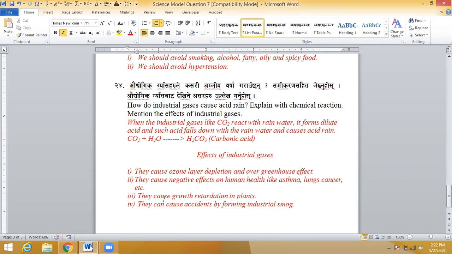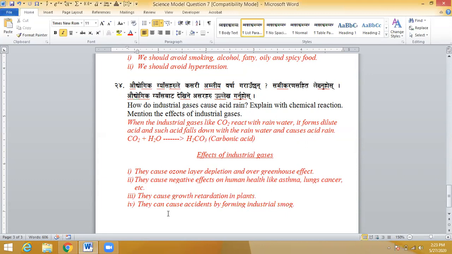Similarly, they can cause growth retardation in plants. They will block the stomata of the plants, and the plants cannot breathe properly. When the plants cannot breathe properly, they cannot produce food. Without food, they cannot grow. That is called growth retardation in plants.